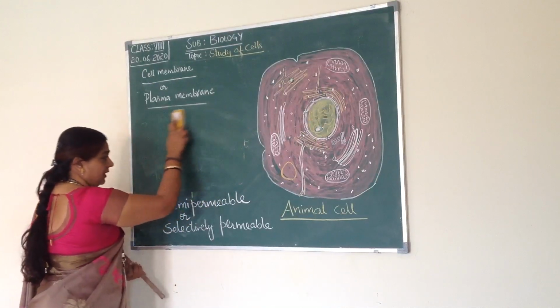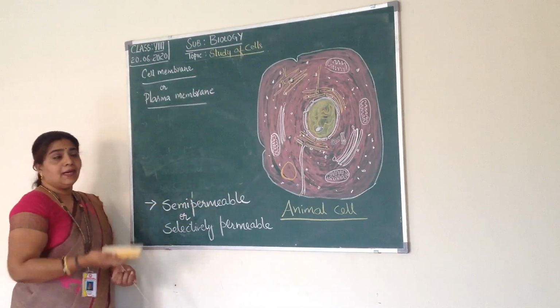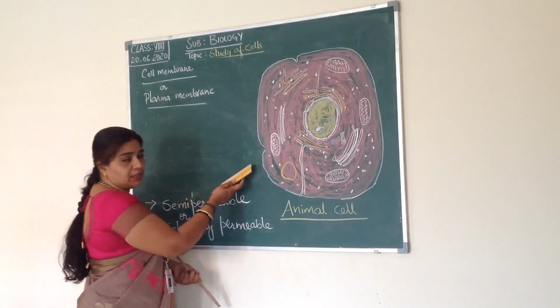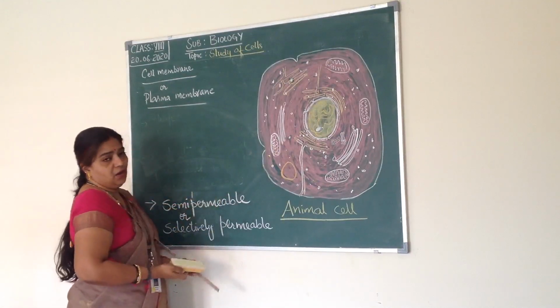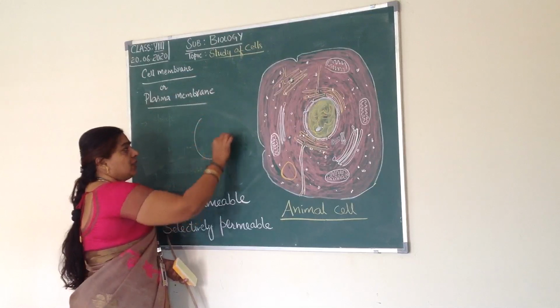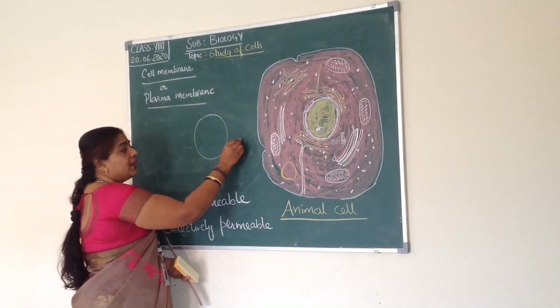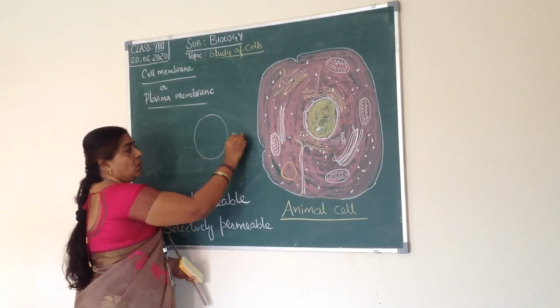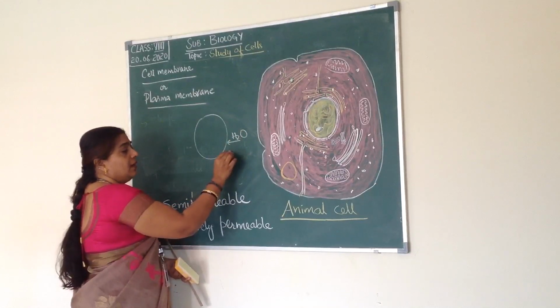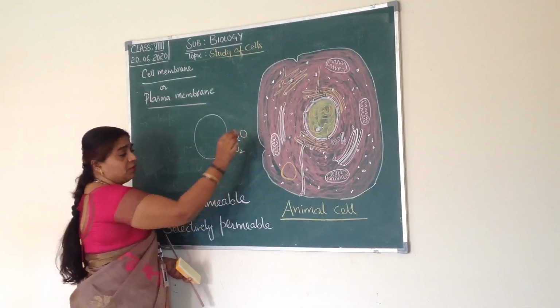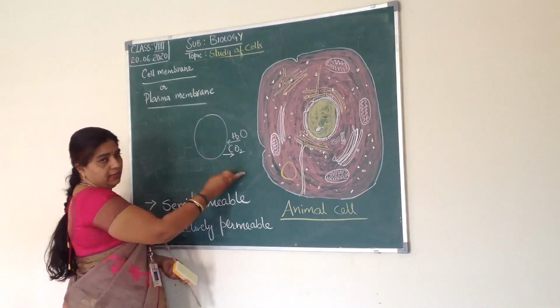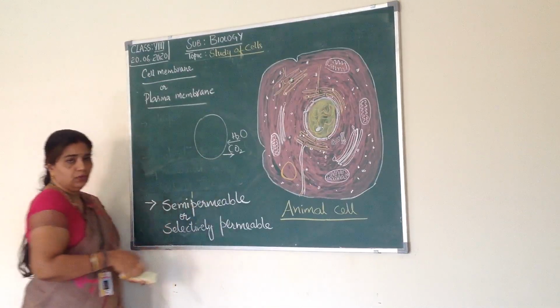So let us know how it controls the movement of substances in or out of the cell. Imagine this is a cell. Water has to enter or carbon dioxide should come out of the cell. So how does it take place? That's what we are going to learn.